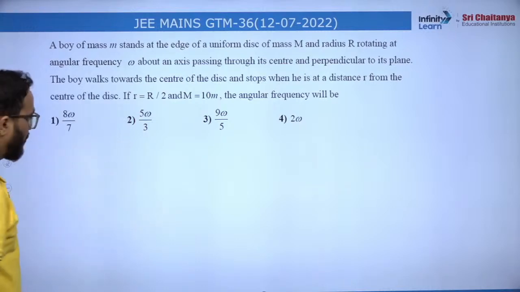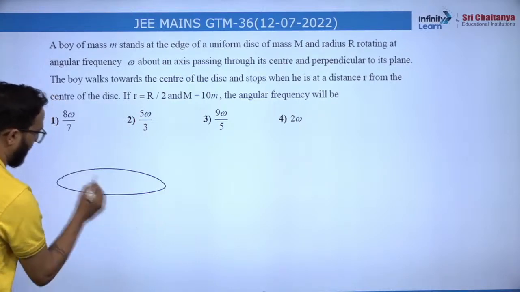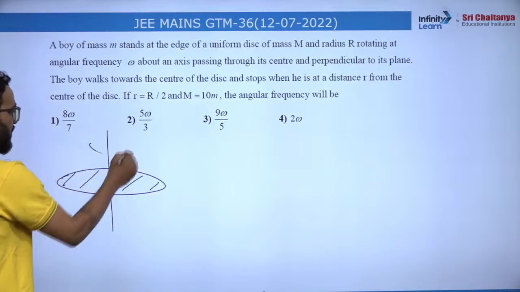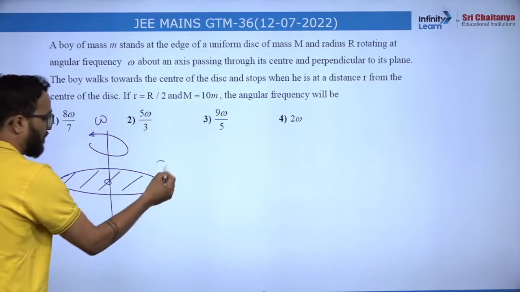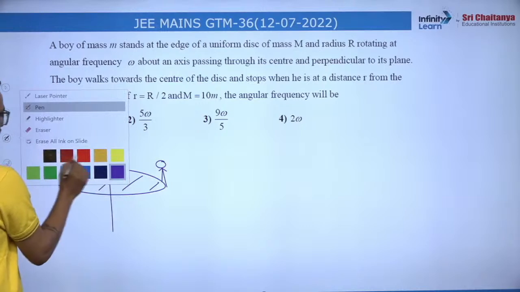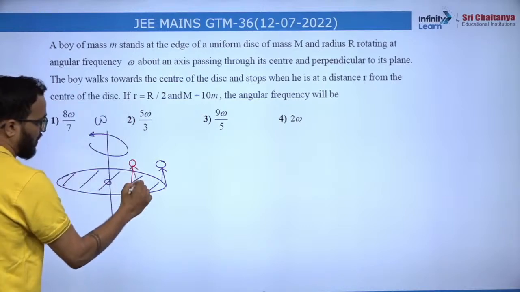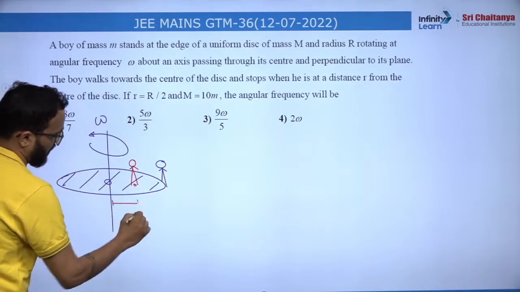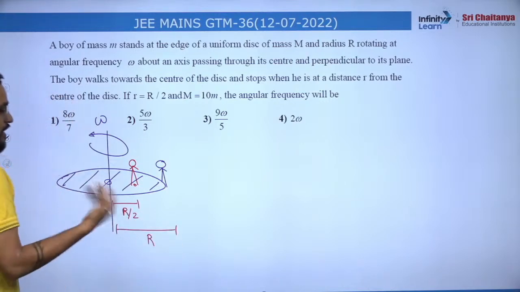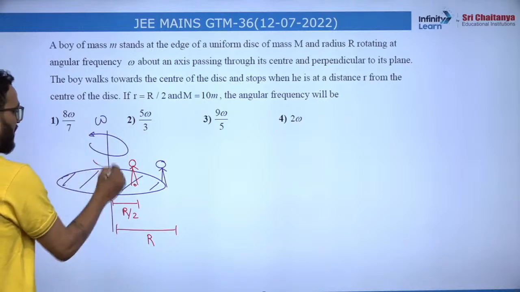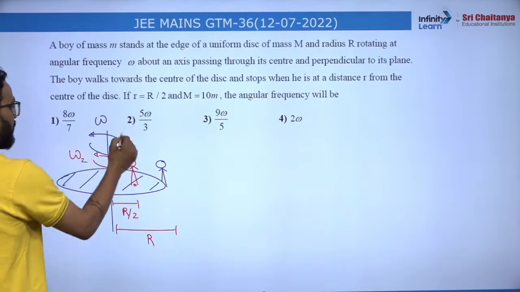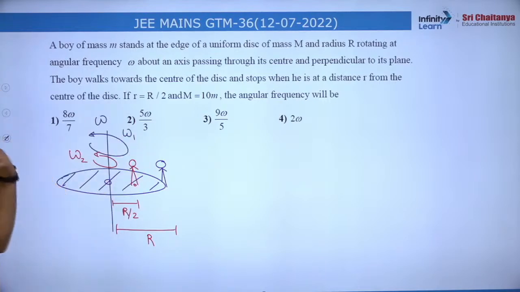So without wasting any more time, here is a disk. It is rotating about this axis and a man is standing here initially, and finally this man walks to this point. So this distance is r by 2. Initially the distance was r. Initially it was rotating with omega 1, and now it is rotating with omega 2.